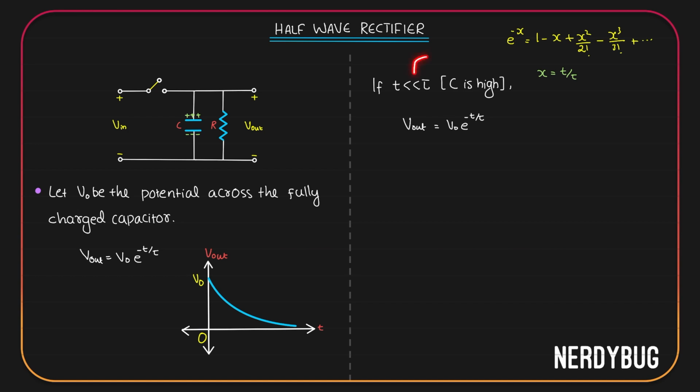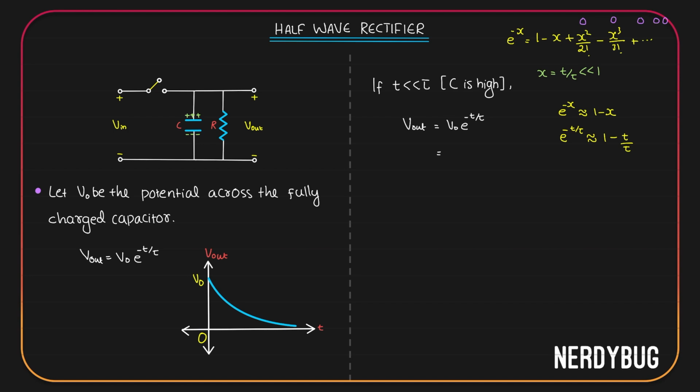We have taken the condition t is very much less than tau. So t by tau is going to be very much less than 1, or x is very much less than 1. Since x is very much smaller than 1, its higher powers like x square and x cube can be considered to be 0. So we can write, since x is very small, e raised to minus x is approximately equal to 1 minus x. Or e raised to minus t by tau is approximately equal to 1 minus t by tau.